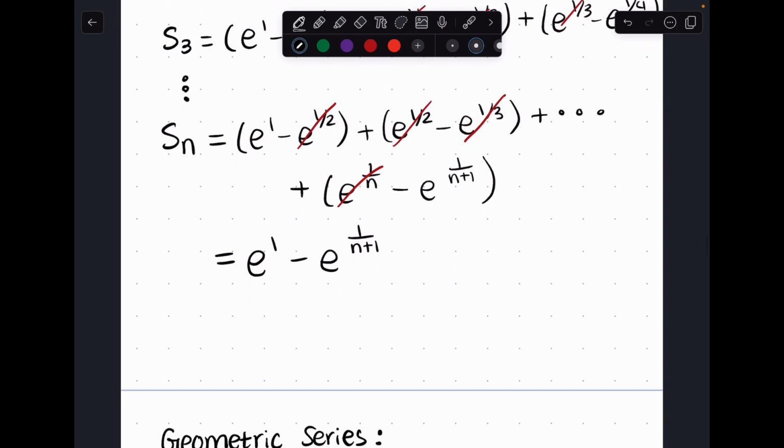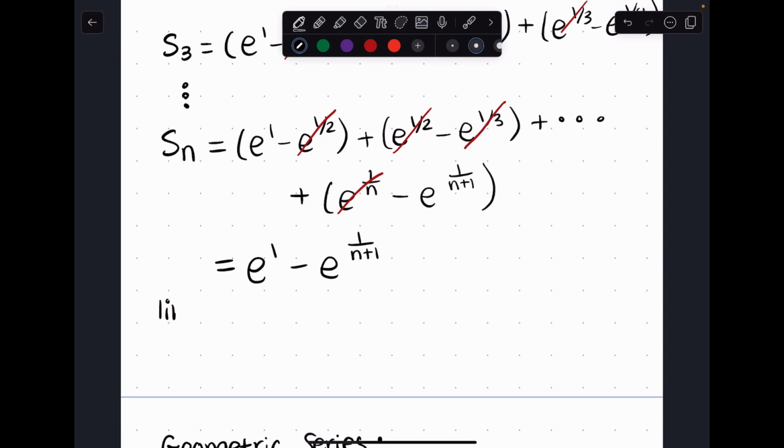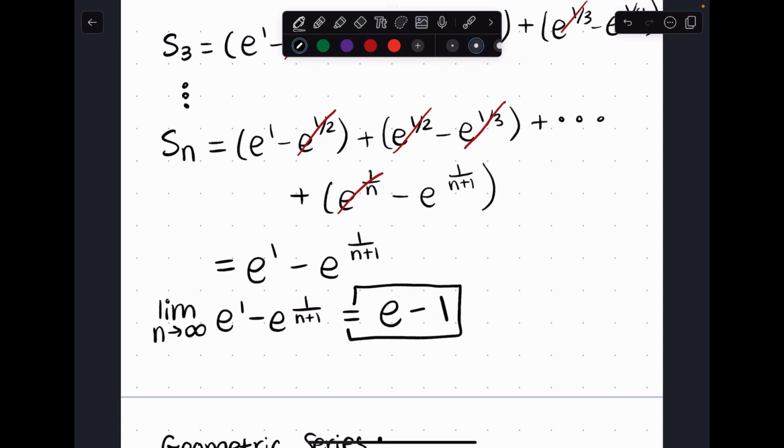Well, we're just going to look at the limit as n goes to infinity of these partial sums. So the limit as n goes to infinity of e to the 1 minus e to the 1 over n plus 1 gives me e to the 1, which is just e, minus e to the 0, or 1. And that is going to be the sum of our series. So the series converges to e minus 1.